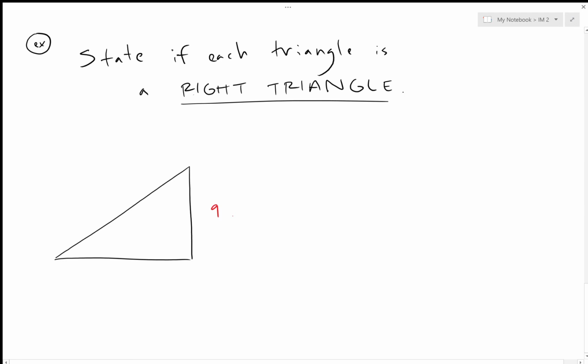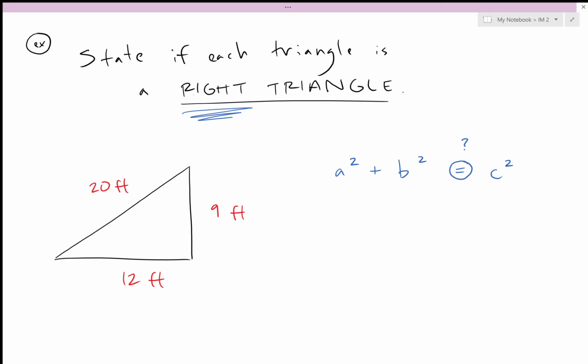They're going to give us 9 feet, 12 feet, and 20 feet. So just looking at the problem, if you ignore the directions, it gives us all 3 sides. But we don't know if it's a right triangle yet. The thing that I know about right triangles is if it's a right triangle, a squared plus b squared should equal c squared. That's only true for right triangles. So maybe this time let's take all those sides, plug them in, and if this turns out to be true, because we don't know yet, then it is a right triangle. If it's not equal, then it's not a right triangle.